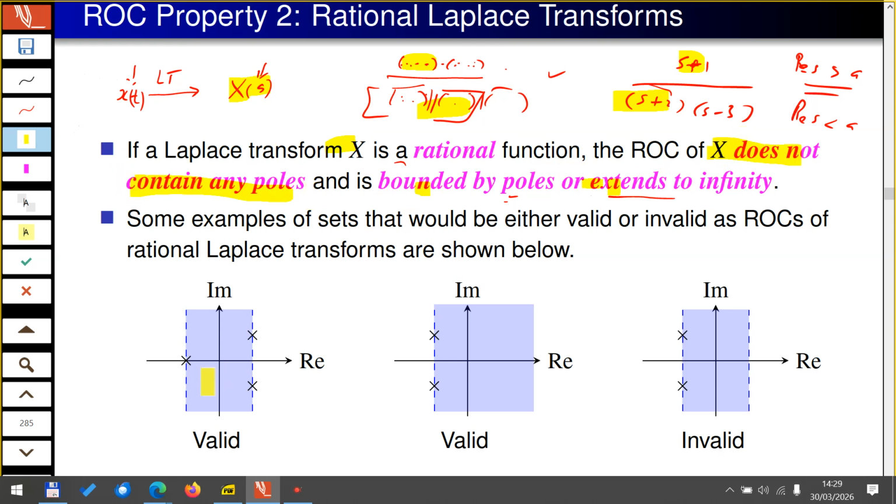What are the poles here? This one, and this one. You typically use a cross, yeah? So there are three poles, and the ROC does not contain those poles, because the shaded region, right? This is the ROC, and it doesn't include them. The other one, it must have either this or this. So which one is true here?